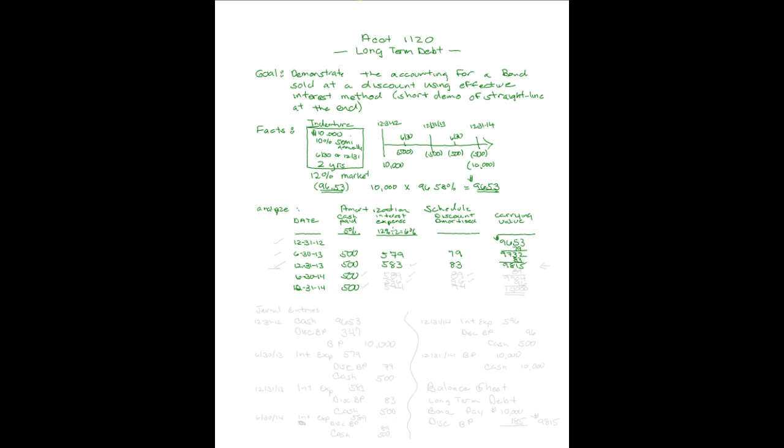Next payment, 98.15 times 6% will take you up to 589. Amortize off $89 of our discount. Add that in, and that will take you to 99.04. 99.04 times 6% equals 594.